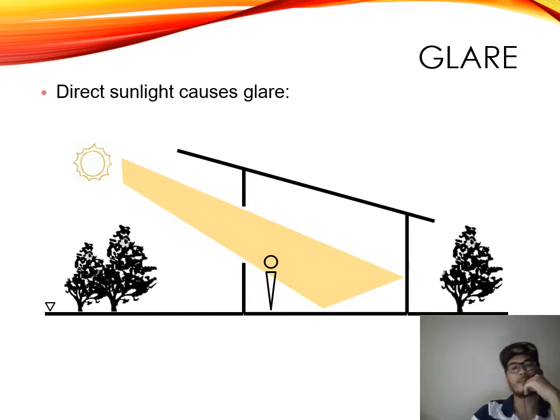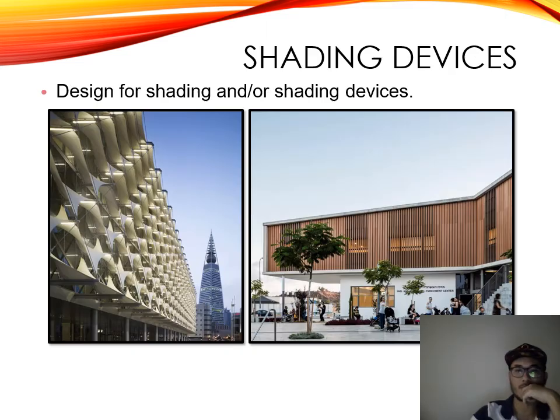So glare. Direct sun causes glare. If you have a window, then you will have very strong glare entering the internal space of the room. So, as an architect, as a designer, how are you going to solve this issue? Shading devices. You, as an architect, must design for shading and or shading devices.